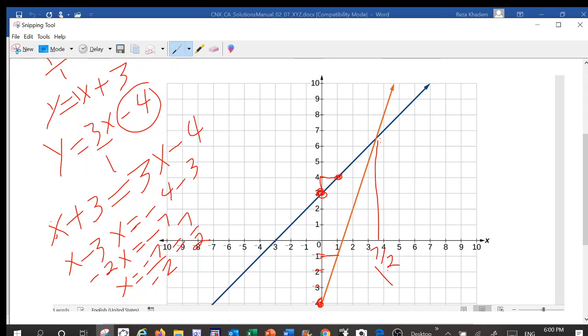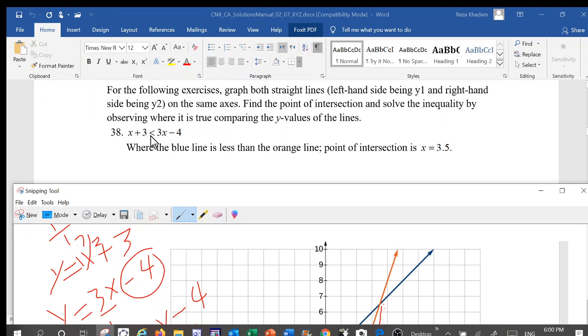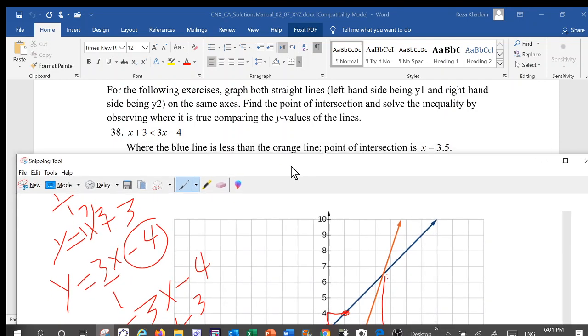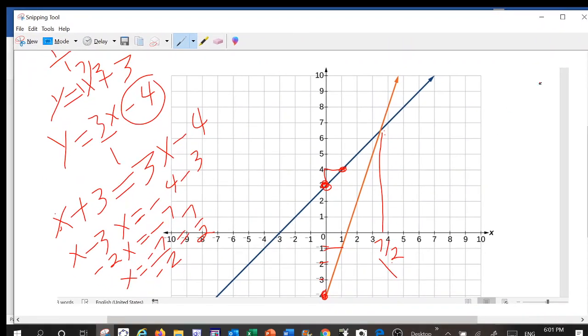Now the y-coordinate, of course, doesn't matter. You can put 7 over 2 here and find the y-coordinate, but that doesn't matter. We're interested in the x-coordinate. Okay, so what do we want to happen? Well, remember, we want x plus 3 to be less than 3x minus 4. That means we want the blue graph to be below the red graph. So where is it here that the blue graph is below the red graph? Well, right here, right?